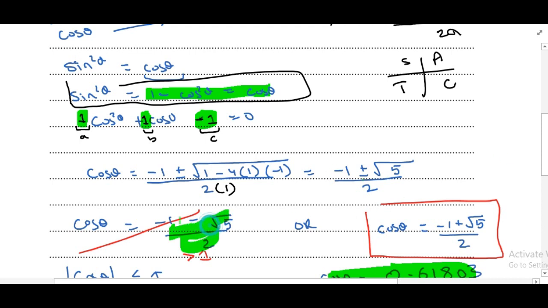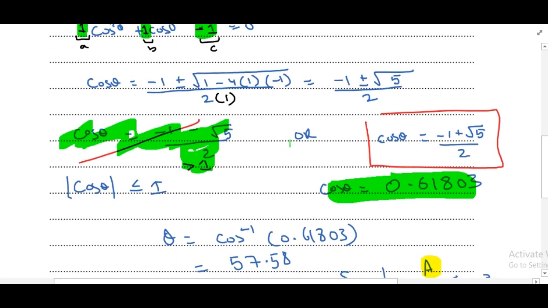We got two values. One value is rejected. This value was rejected because cos theta was greater than 1, in fact, less than negative 1. So cos theta is lesser than negative 1. That's why it is neglected. We were left with this option.